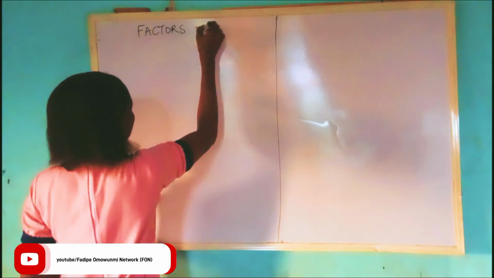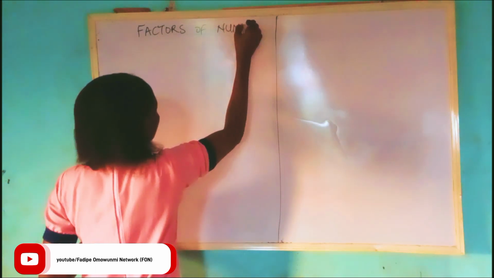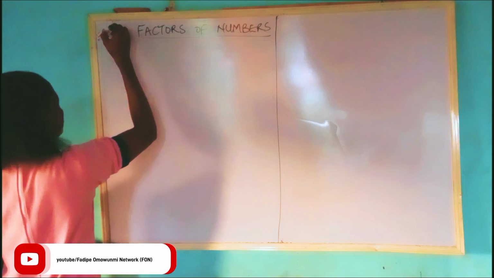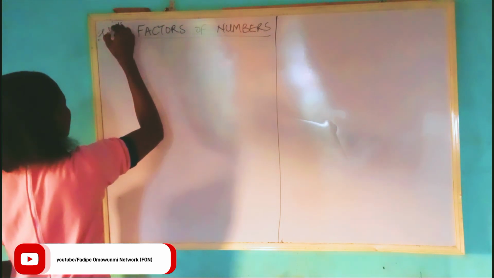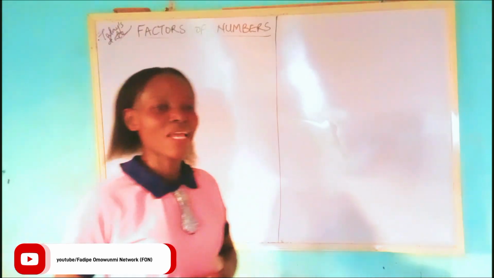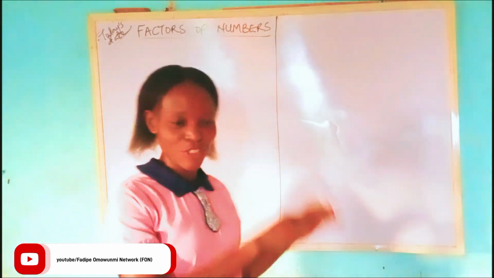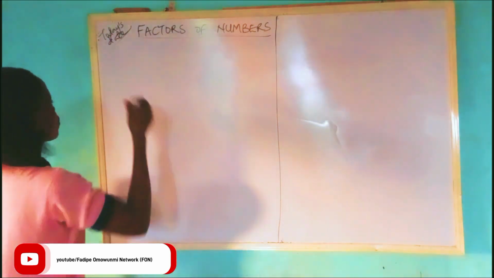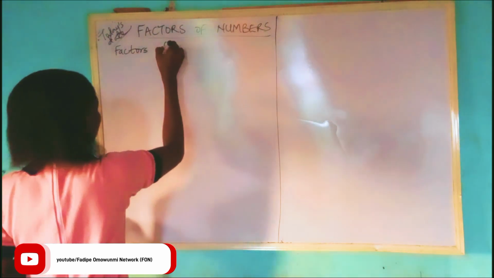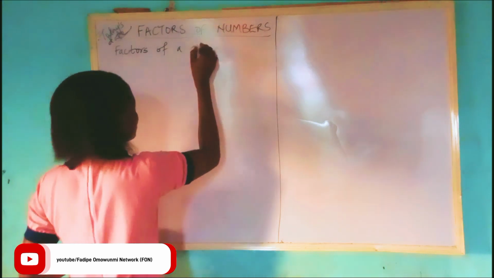Factors of numbers. Odd numbers in particular. Let me write today's date. Yes, I put today's date because I want it to be any day you are watching. That's your own date. So when we say factors of, let me say a given number.